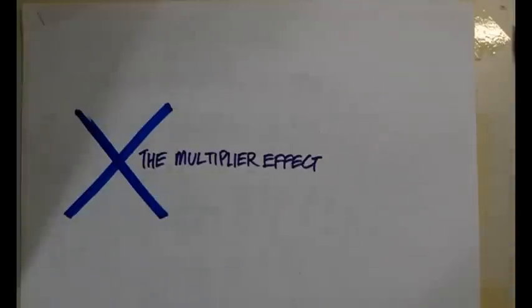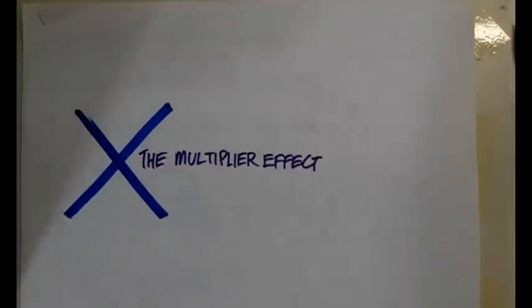Okay, so now we're going to learn about the multiplier effect. The multiplier effect actually refers to the AE diagram, whereby the slope of the AE curve is determined by a certain number of factors. And what are these factors that we need to look out for?